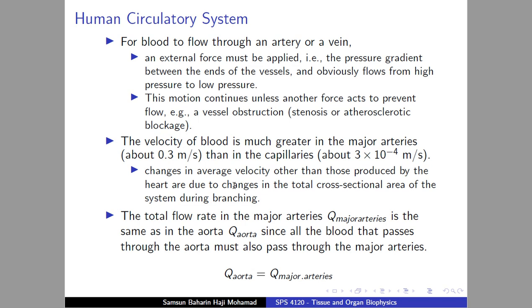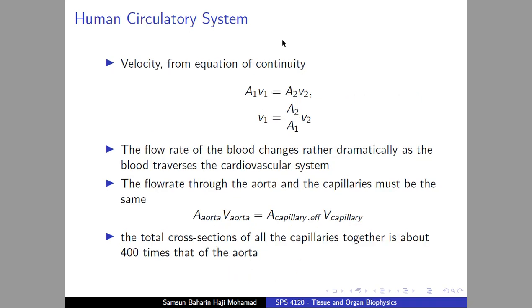Okay, the total flow rate in the major artery is the same as in the aorta, since all the blood that passes through the aorta must also pass through the major arteries. Okay, so these are the balance. What goes in is equal to what goes out. Okay, so the blood velocity. From the equation of continuity, A1 V1 equals A2 V2. These are the cross sections of the artery, A1 artery, A2 artery. So the velocity in the first artery is V1, so V2 is equal to this one.